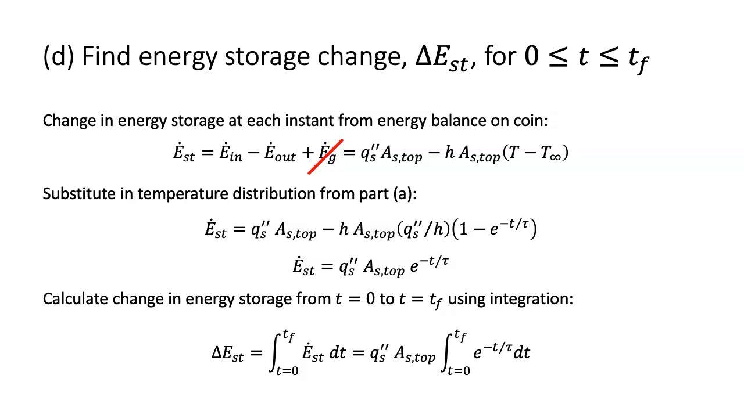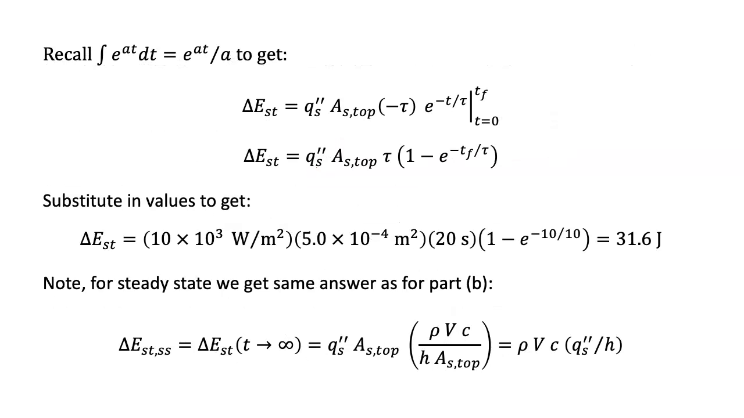Substituting in Newton's law of cooling for convection, we get an equation for the rate of change in energy storage as a function of time. Next, to get the change in energy storage over a period of time, we integrate this rate equation from the initial time to the final time. The result of our integration shows that the change in energy storage will also asymptote exponentially towards a constant value as time goes to infinity.